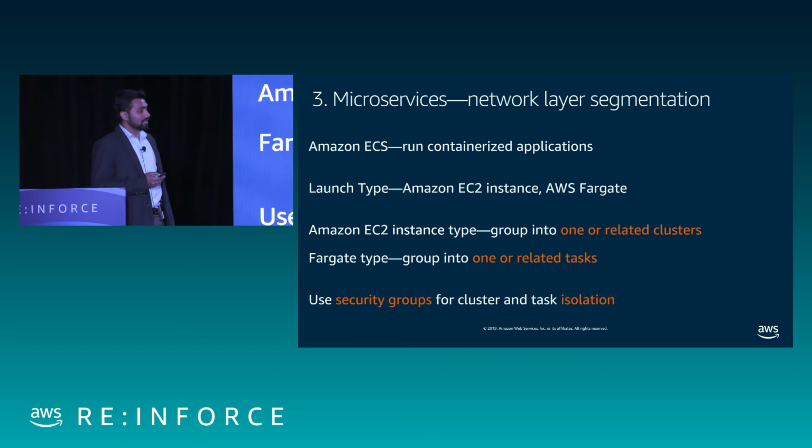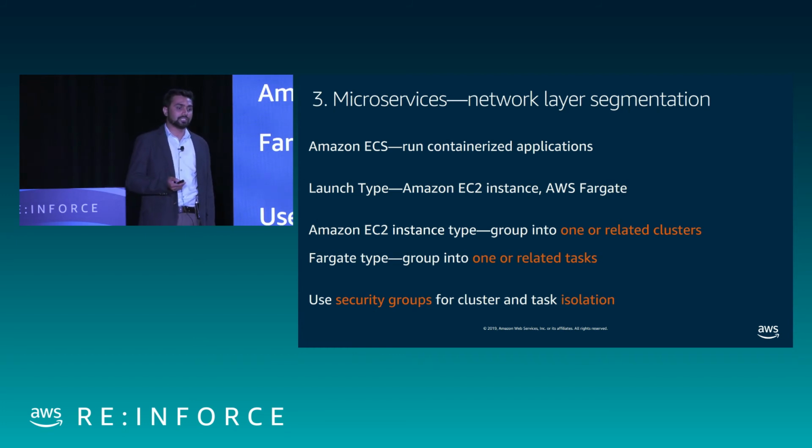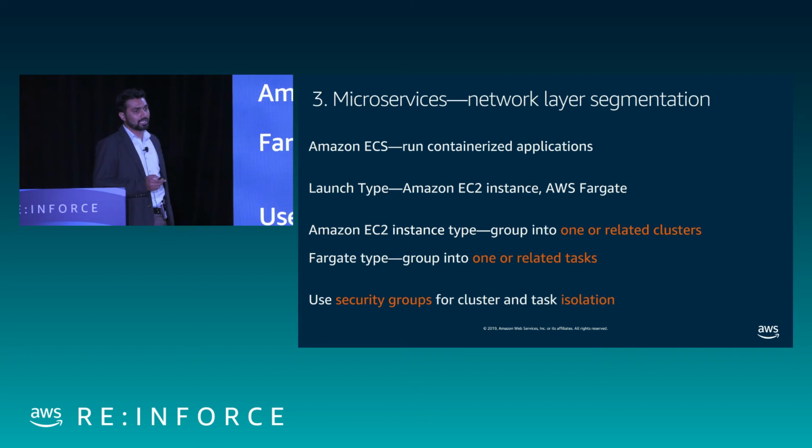With the EC2 launch type, since you have more than one container running in practice, you can group them into clusters. With Fargate, you can group them into a construct called tasks. And there's a configuration file called task definition that lets you manage all this. So for the segmentation, you would use security groups at this cluster or task level. We provide that capability, which would provide the isolation.